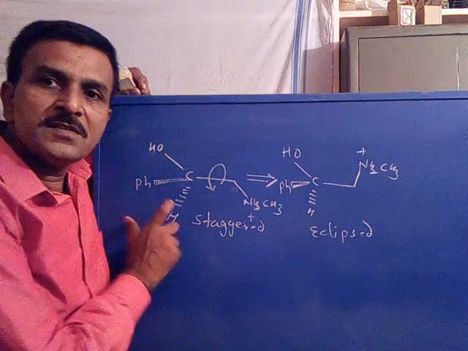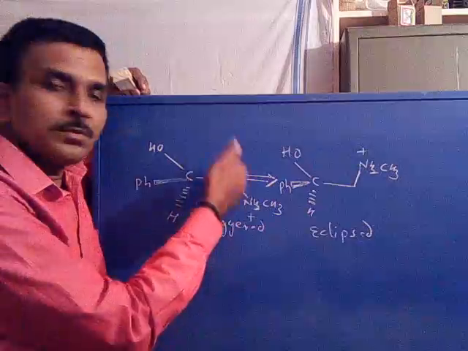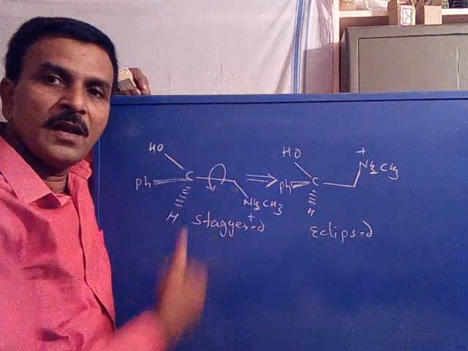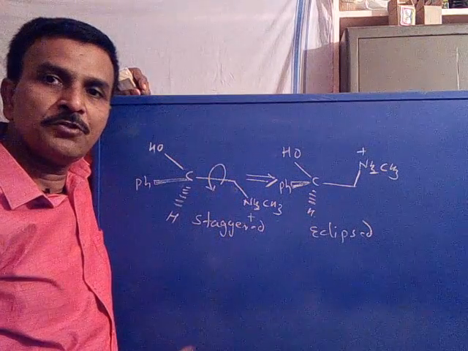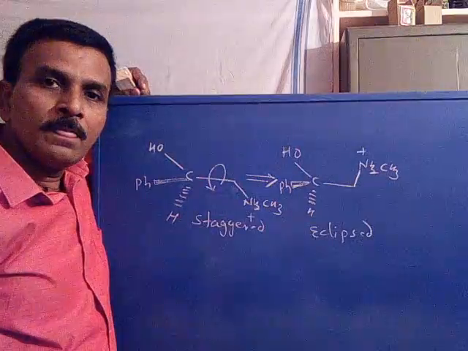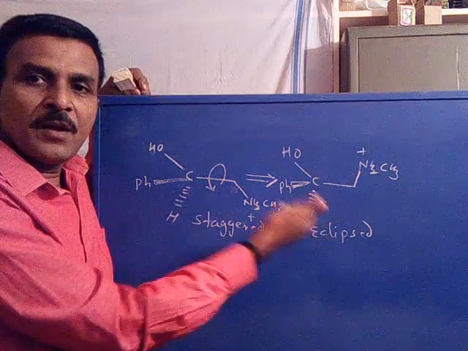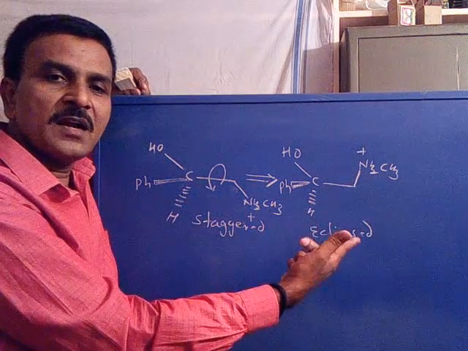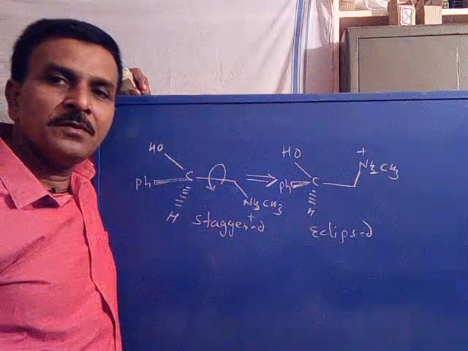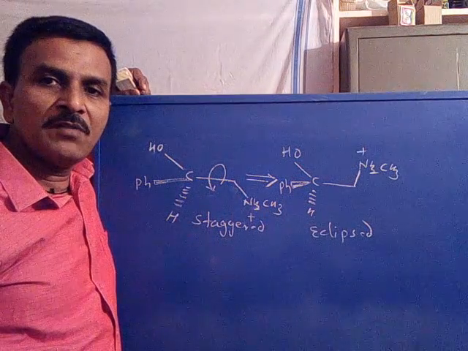So the molecule is the same, but due to C-C bond rotation along with the groups attached with respect to one another leads to change in the conformation. So it exists in staggered conformation as well as eclipsed conformation.